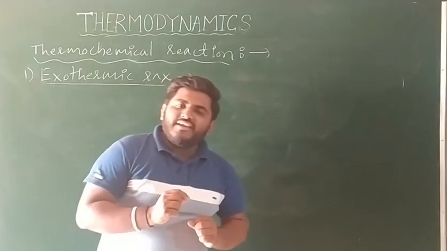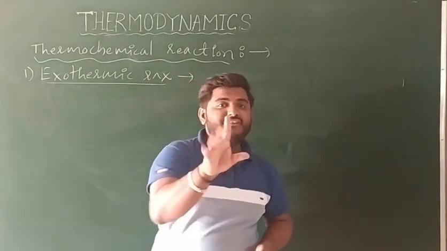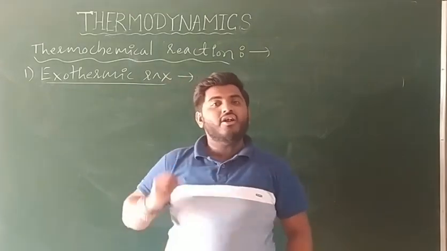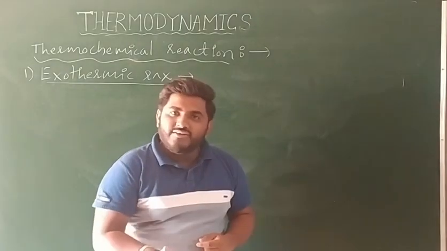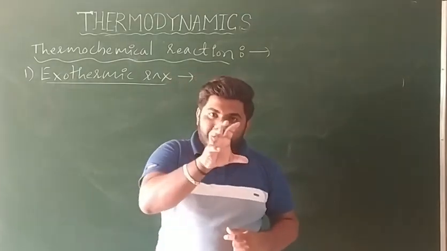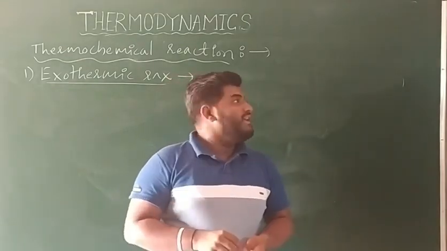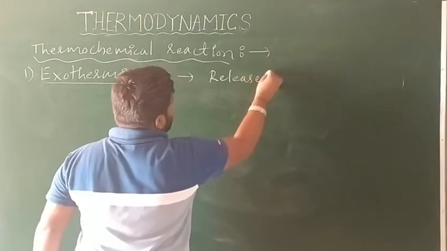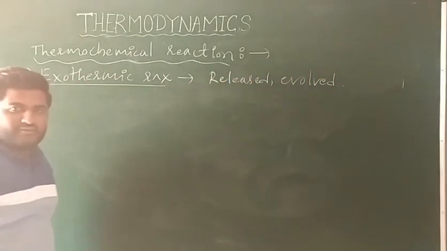An exothermic reaction is a reaction during which heat is liberated by the system. During which heat is evolved, released or liberated by the system. That is called exothermic. And what is endothermic? An endothermic reaction is a reaction during which heat is absorbed by the system. That's it. So in exothermic, heat is released, or you can say evolved.